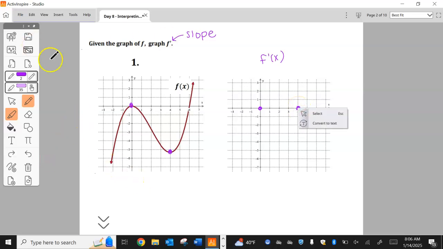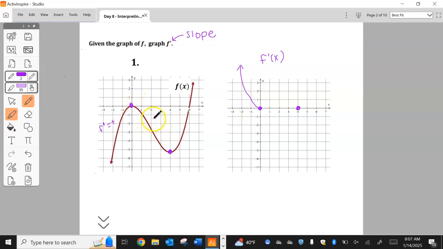And then I'm just going to look section by section. So if I look at the slope of the graph, this is an increasing function. So all of these slopes are positive. So up until 0, I want to have positive slopes. So that means the graph of the derivative is going to be somewhere up here because these are all of the positive values. So I have positive slopes once I get to 0.